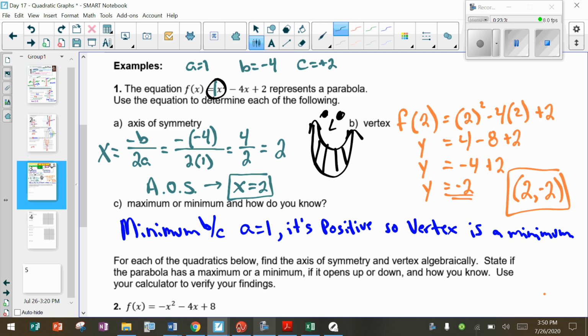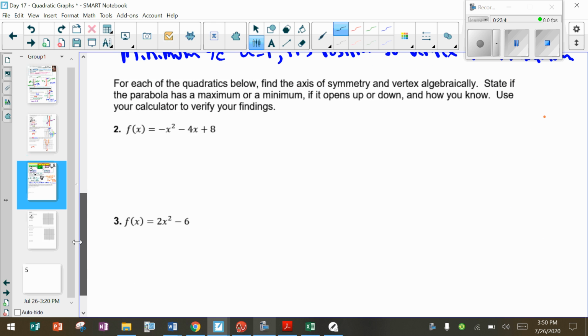All right. So if a is positive, then our parabola is happy and makes a smiley face. For each of the quadratics shown, find the axis of symmetry and the vertex algebraically. State if the parabola has a maximum or a minimum, which means if it opens up or if it opens down, and how we know this.